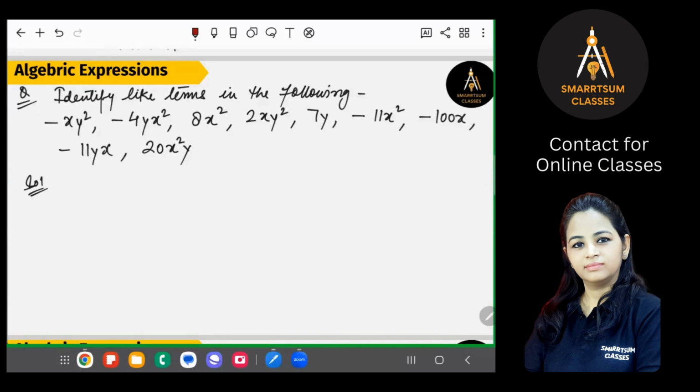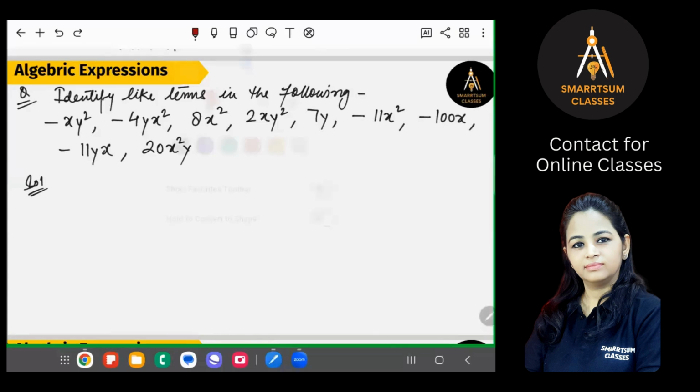Now, look at another question. Identify like terms in the following. Okay, so there are some terms you can see here, right? Now you have to identify the like terms from these given algebraic terms. So what will we check? We will check the literal factors. Is it clear? Right? And we will write which are the like terms.